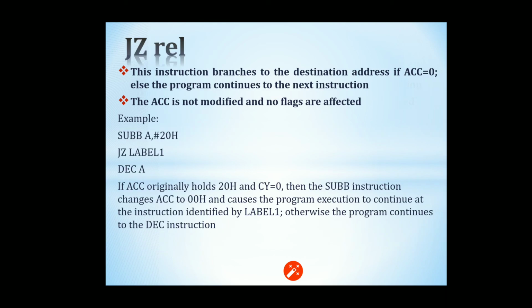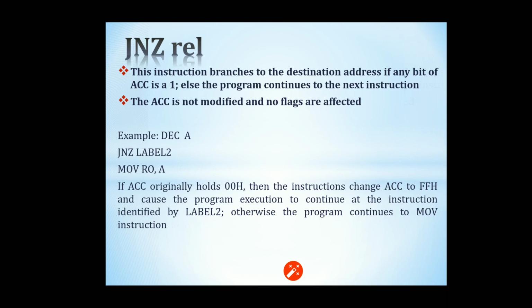Next, JZ rel. This instruction branches to the destination address if the accumulator is 0, else the program continues to the next instruction. The accumulator is not modified and no flag will be affected. JNZ rel. This instruction branches to the destination address if any bit of the accumulator is 1, else the program continues to the next instruction. The accumulator is not modified and none of the flags will be affected.